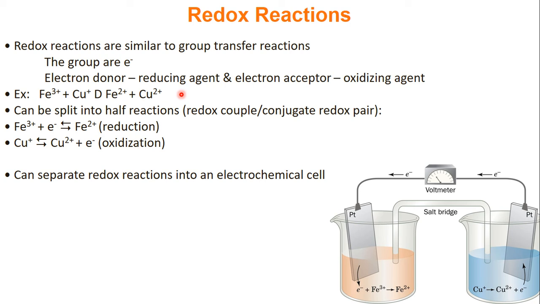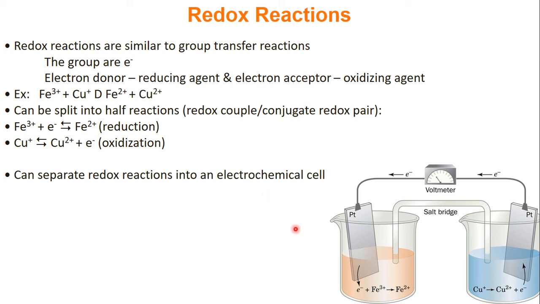We can look at an example reaction where Fe3+ plus Cu goes to Fe2+ and Cu2+. This D is supposed to be a double arrow. In these redox reactions, to understand them, you usually split them into half reactions. You have the reduction reaction where iron is gaining an electron to become Fe2+, and an oxidation reaction where copper is losing an electron to become Cu2+. Remember, an electron is negatively charged, so if you gain one, you become more negative. If you lose one, you become more positive.